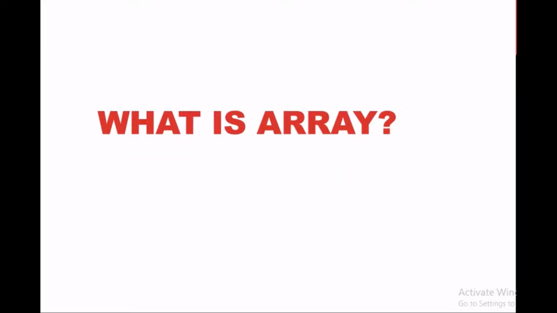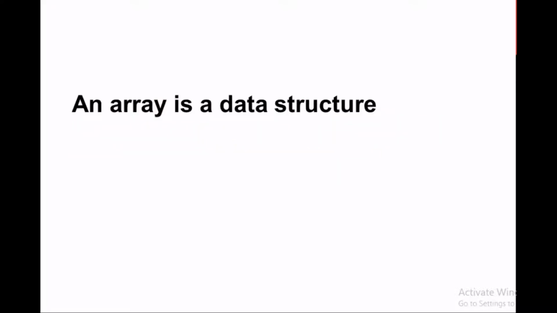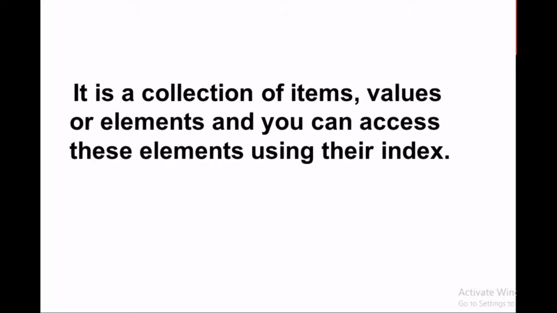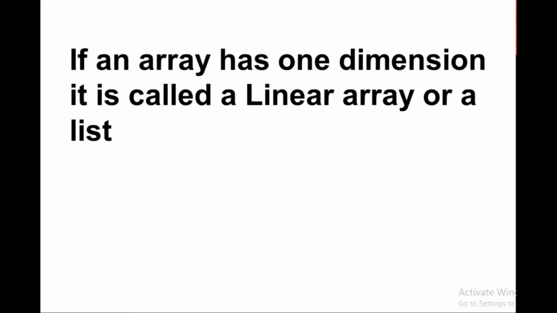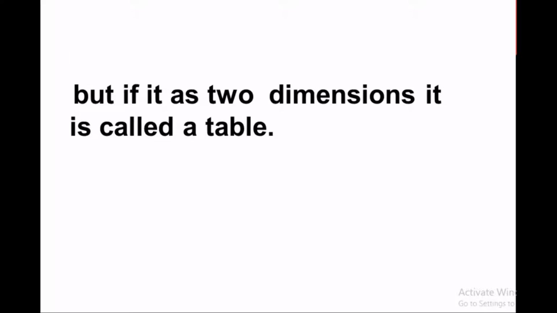So what is an array? An array is a data structure. It is a collection of items, values, elements, and you can access these elements using their index. The array can only contain the same data type. If an array has one dimension, it is called a linear array or a list. But if it has two dimensions, it is called a table.